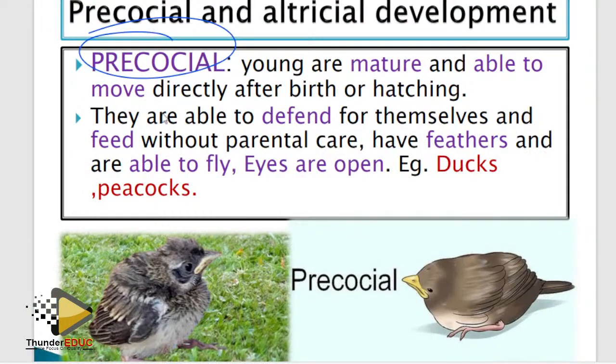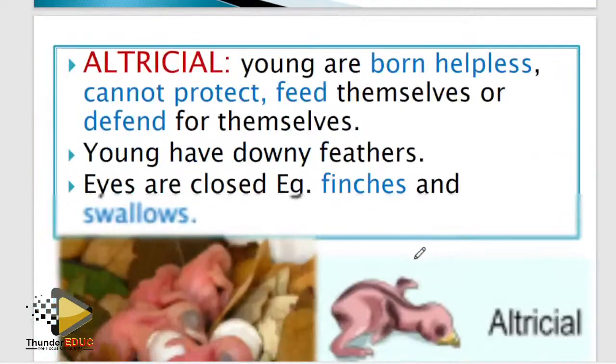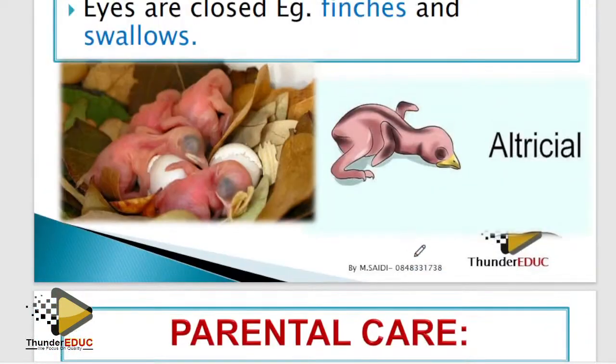I said that pre means prepared. Precocial: prepared, born prepared. Eyes are open, you can see, you have down feathers, you see everything. Then altricial, all depends on the parent. Those are the techniques you can use to remember this so that you score a distinction.